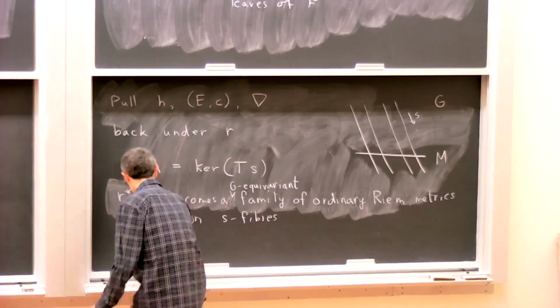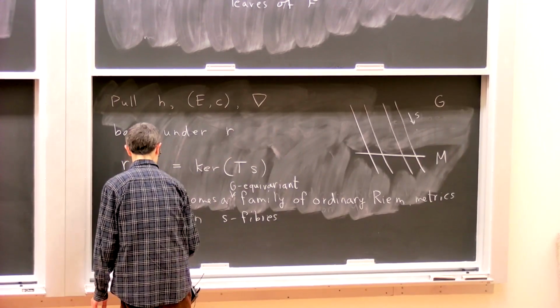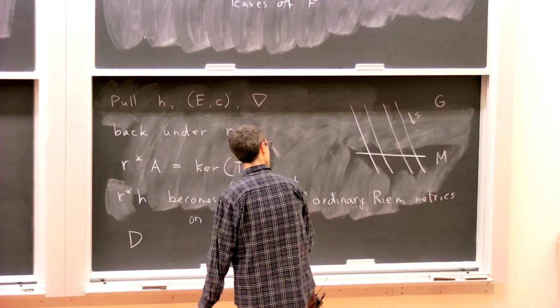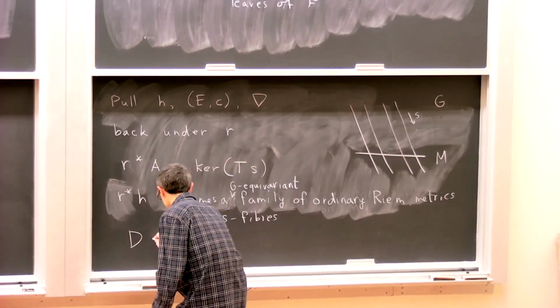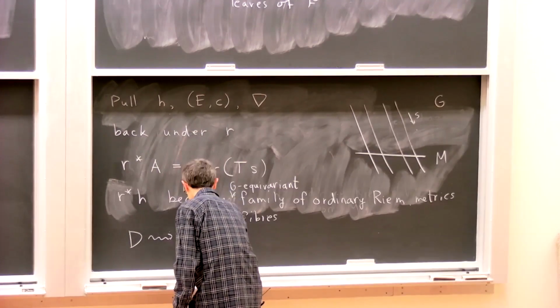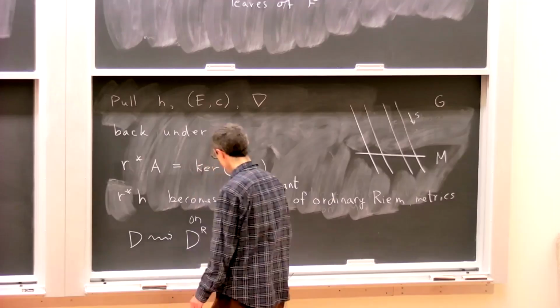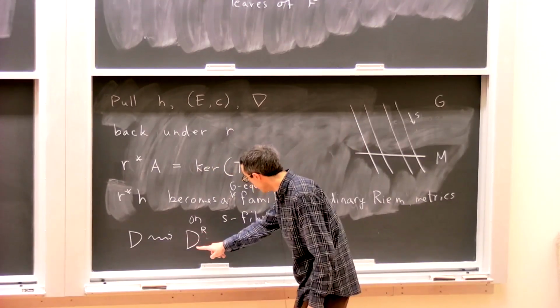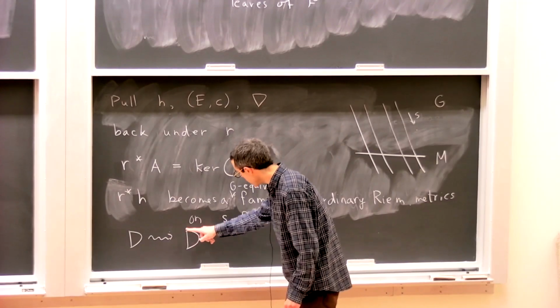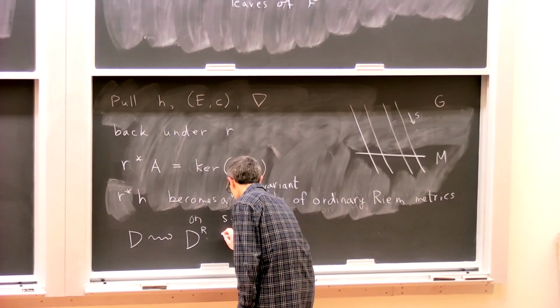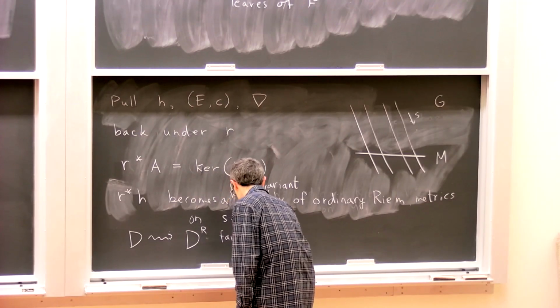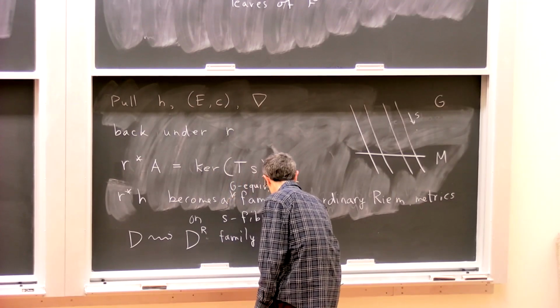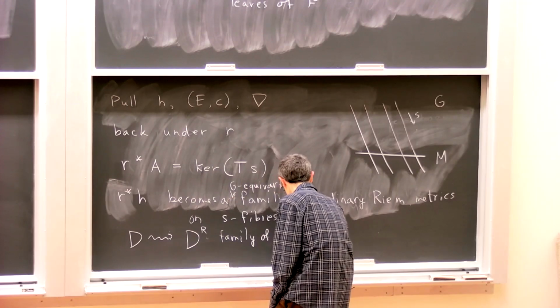Likewise, the Dirac operator induces a right invariant operator. Maybe I'll write D_R, consistent with my notation for right invariant vector fields. So you get a G equivariant, right invariant family of ordinary Dirac operators on the source fibers.